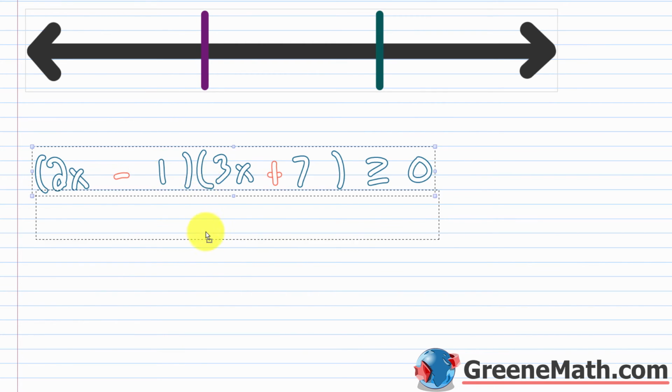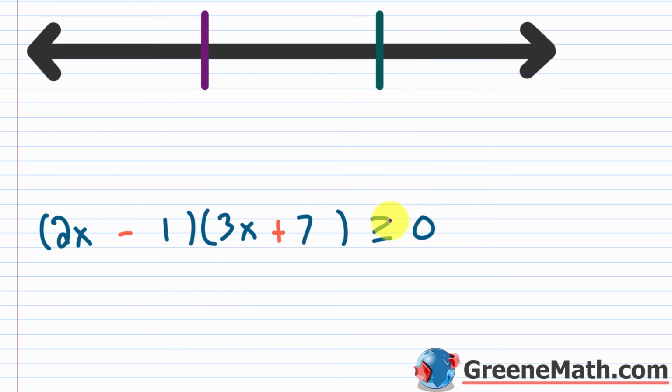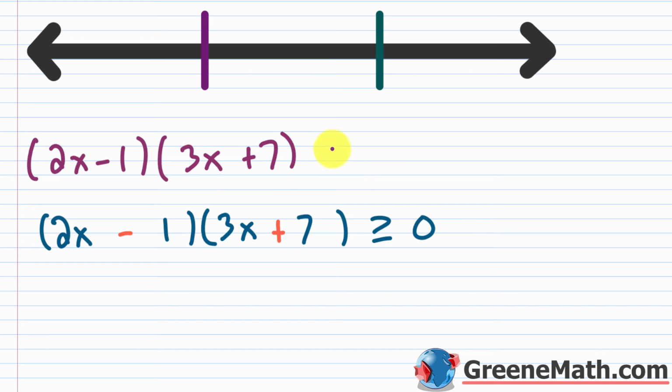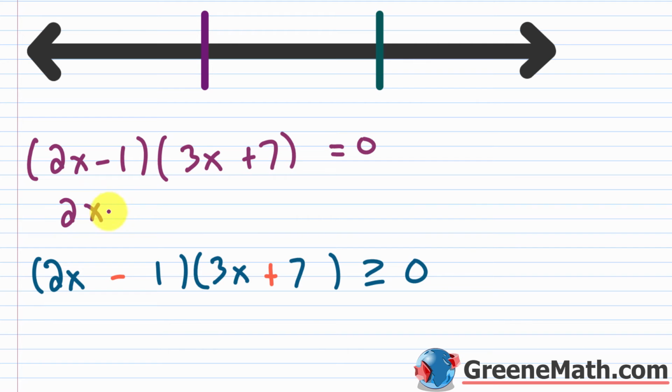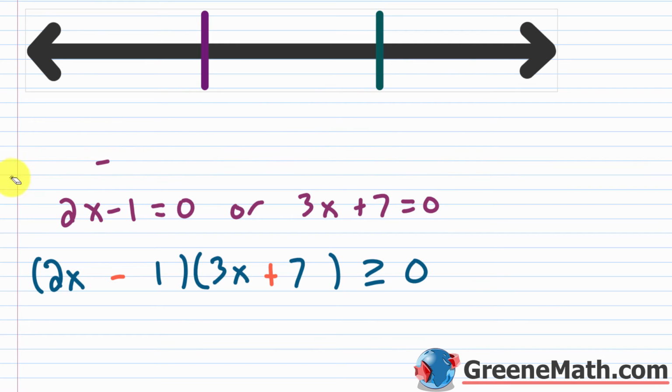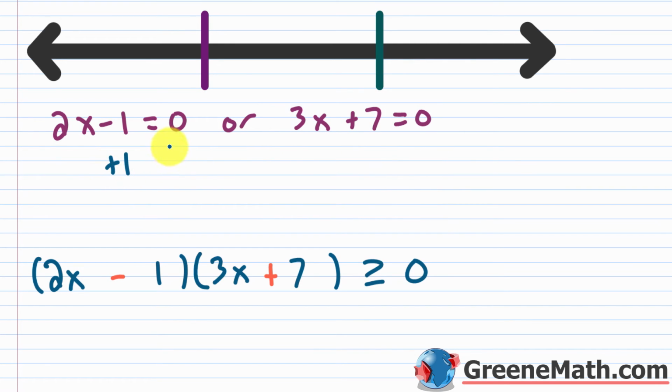You are going to find your critical values. So you're going to replace this inequality symbol with equals. So we would have 2x minus 1, that quantity, times the quantity 3x plus 7. And we'll set this equal to 0. Let me slide this down and out of the way. So you would have 2x minus 1 is equal to 0. Or you would have 3x plus 7 is equal to 0. Let me get rid of this, slide this up. So let me add 1 to both sides of the equation here. That would cancel. You get 2x is equal to 1. Divide both sides by 2, and you're going to get x is equal to 1/2.